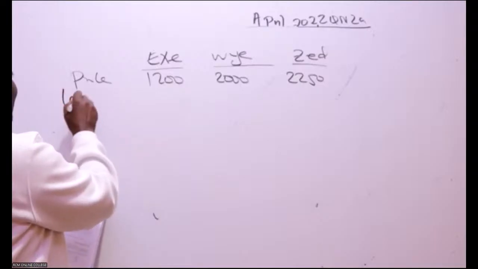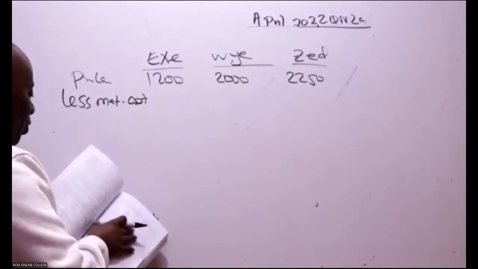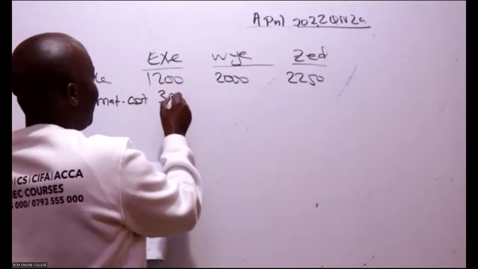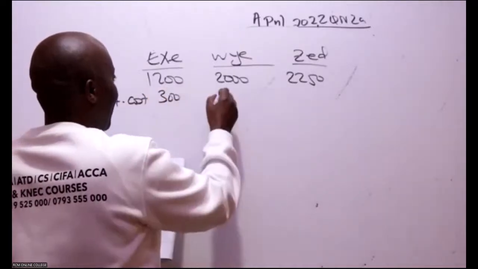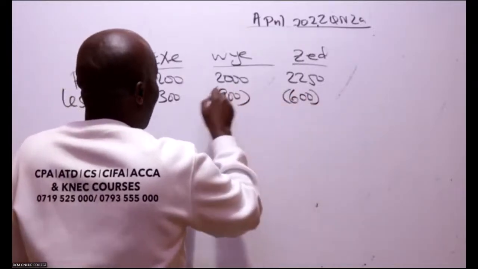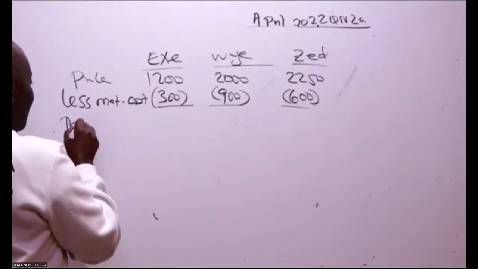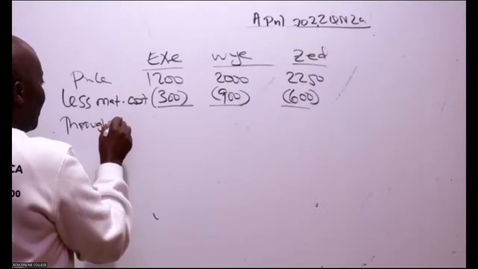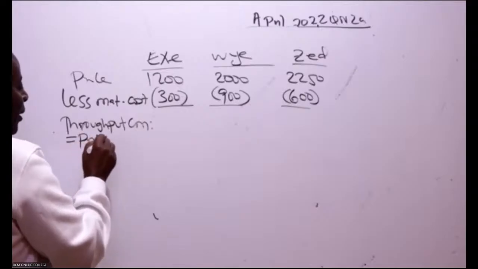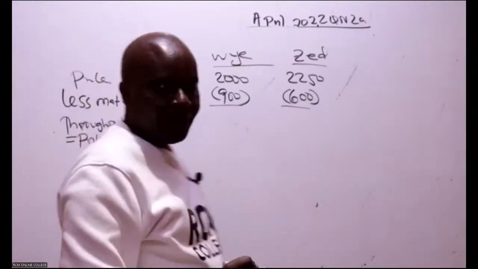So less material cost. Are you able to see the material cost? Material cost, yes, 300. So we have 900, so we have 600. Subtract these ones only, and then we'll be able to get what we call throughput contribution margin. Because throughput contribution margin is price minus material cost.